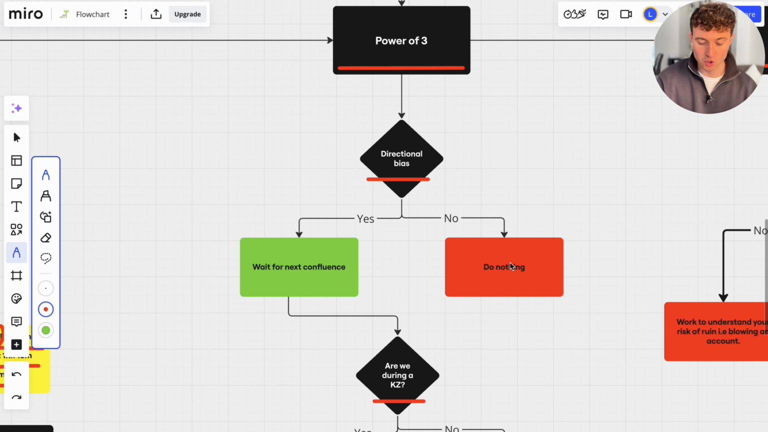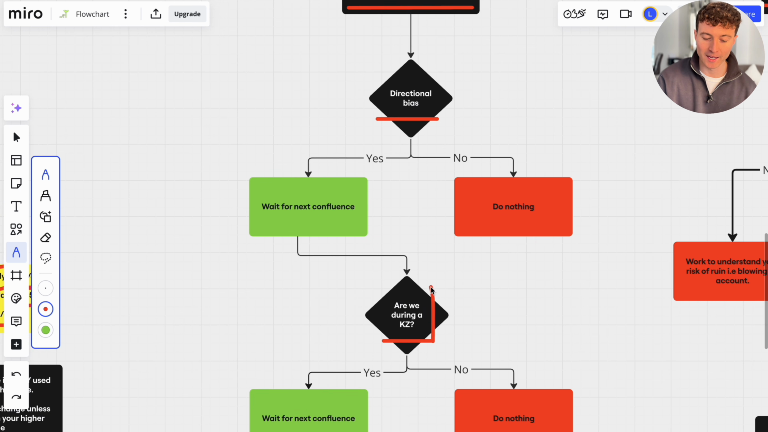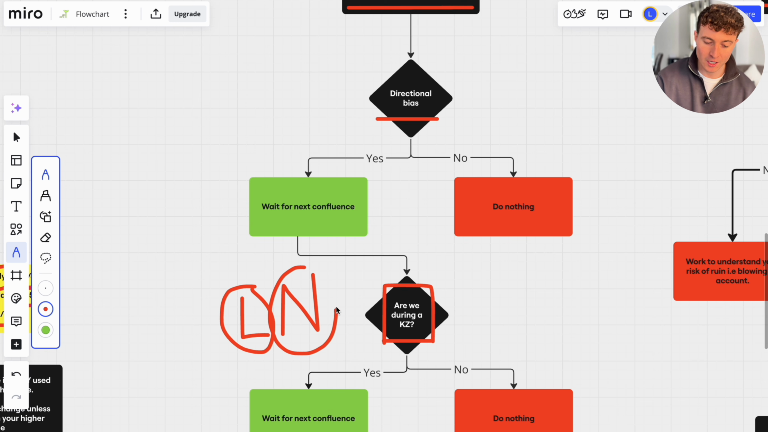So step number 2 of the strategy of the power of 3 is, are we during a kill zone? So this could be either during the London kill zone or also during the New York kill zone. And the reason why we choose the London and the New York kill zone is because this is when the most amount of volatility is coming into the market, and therefore this is when we can expect the largest trending conditions.